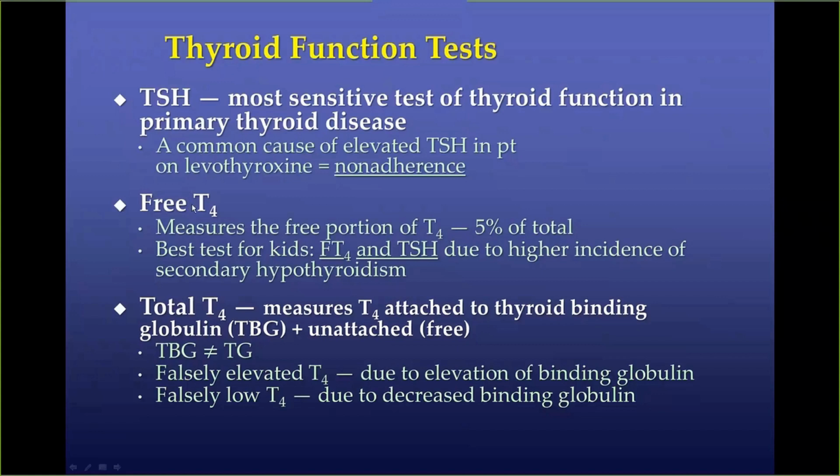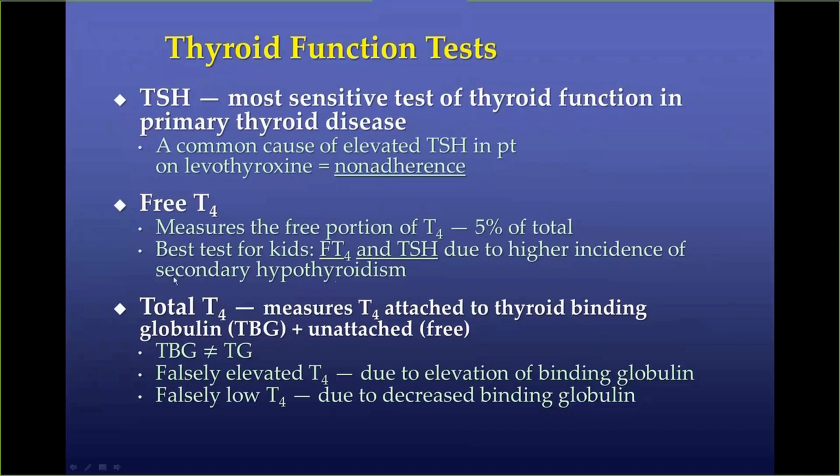TSH and free T4. Free T4 measures the free portion of T4, 5% of total. We always prefer TSH and free T4 as thyroid function tests more than total T4, because free T4 is the free portion of T4, and it's more sensitive. As I mentioned just a few seconds ago, the best test for kids is free T4 and TSH. And for central hypothyroidism, free T4 comes before TSH. In primary thyroid disease, TSH comes before the free T4.